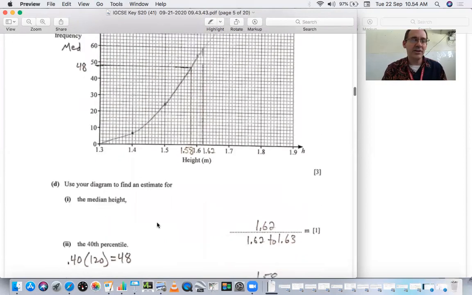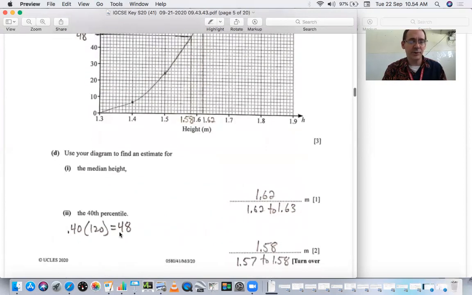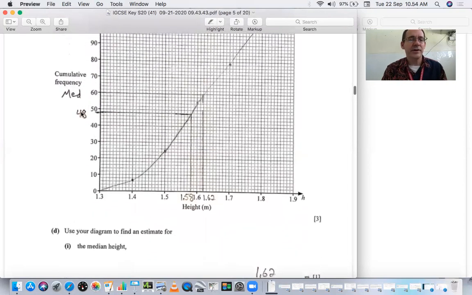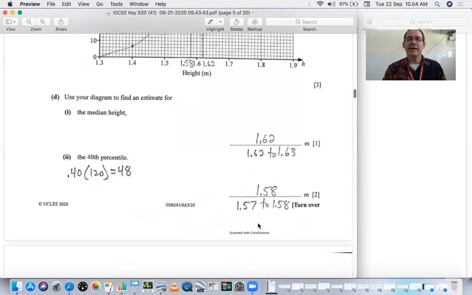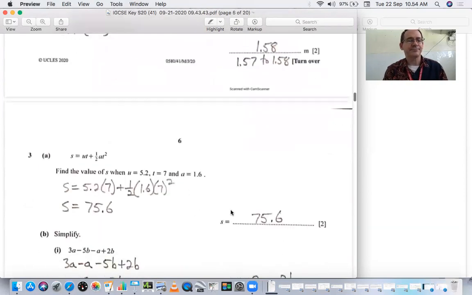Then find the 40th percentile. 40% of 120 is 48, so I come up here to 48, follow it across and down, and I get to 1.58, and again it allows between 1.57 to 1.58.